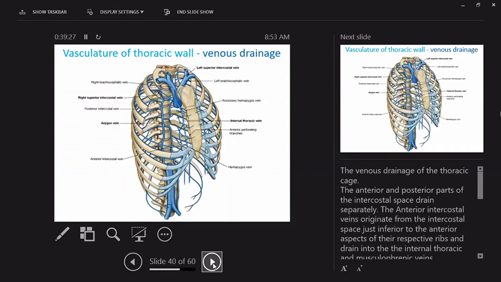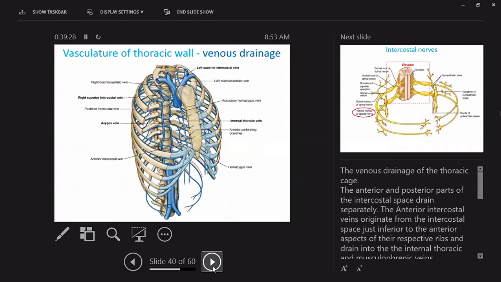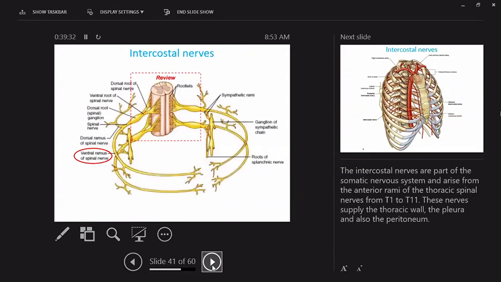This shows it better. Then you get the venous drainage, which actually follows the arteries. In this case, I'm going a bit fast. Sorry, we have 7 minutes left.